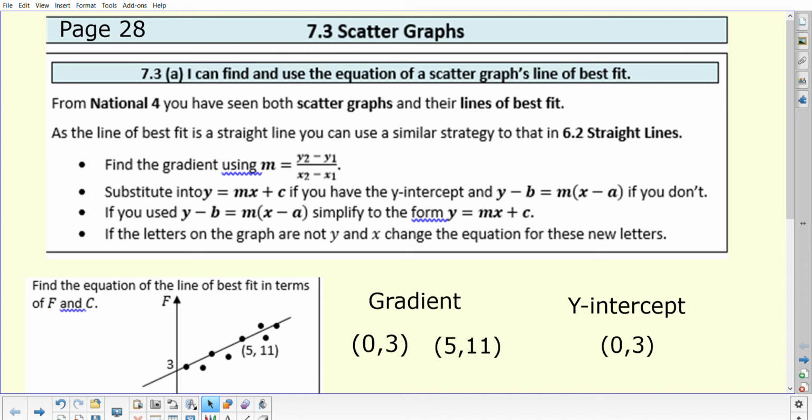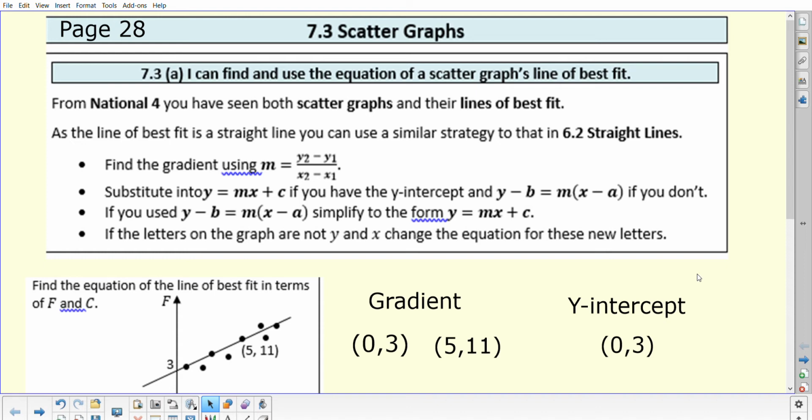So we're going to show you how to fill in page 28 in your notes. This is using previous knowledge from the lessons that we did last week and the week before on the straight line. At the top of your notes page, it says from National 4 you've seen scatter graphs. You don't need to worry too much about the scatter graph aspect.